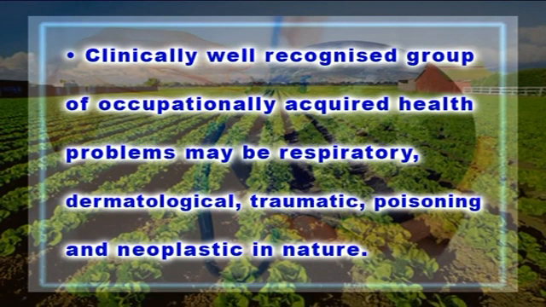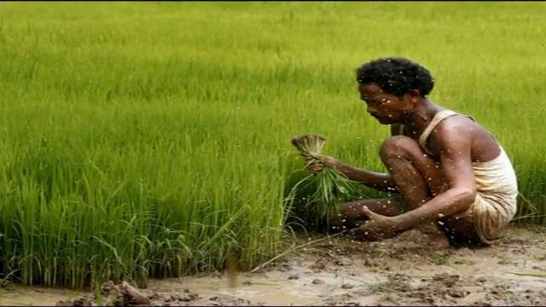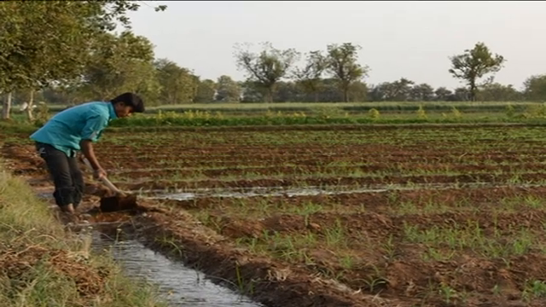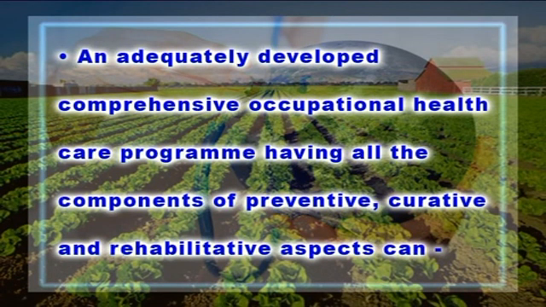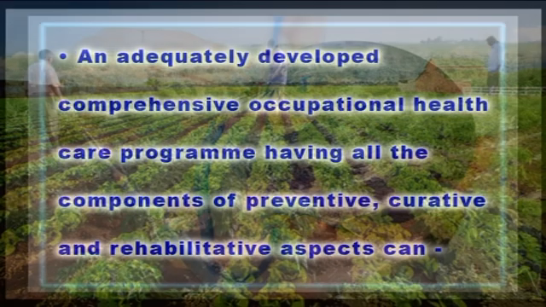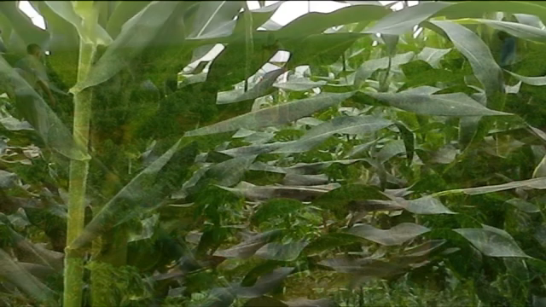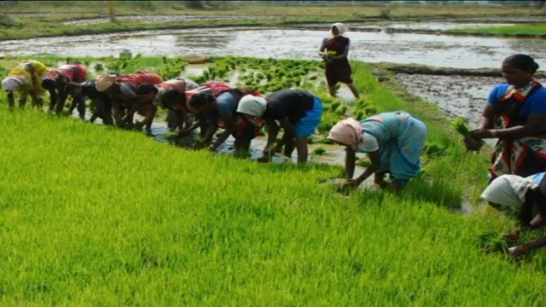We can summarize: there are very few data regarding the epidemiology of occupational health disorders among agricultural and plantation workers. Clinically well-recognized groups of occupationally acquired health problems may be respiratory, dermatological, traumatic, poisoning and neoplastic in nature. Prevalence of some specific zoonotic diseases and behavioral health problems are also found to be more among them. There is lack of attention for prevention and control of these occupational health problems. An adequately developed comprehensive occupational health care program having all the components of preventive, curative and rehabilitative aspects can only promote and maintain the highest degree of physical, mental and social well-being in all types of agricultural and plantation workers of rural areas.